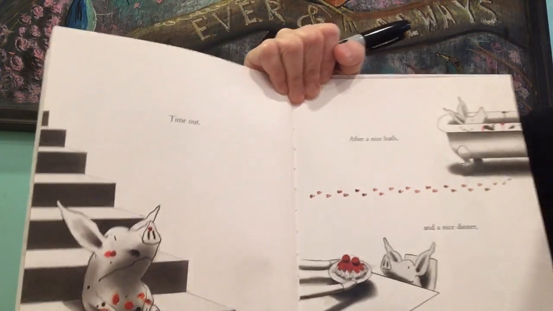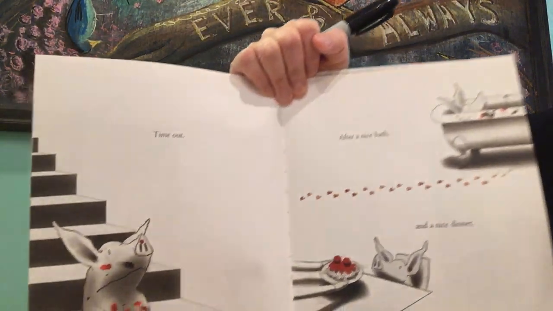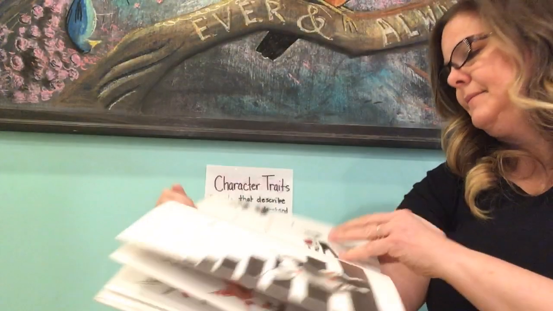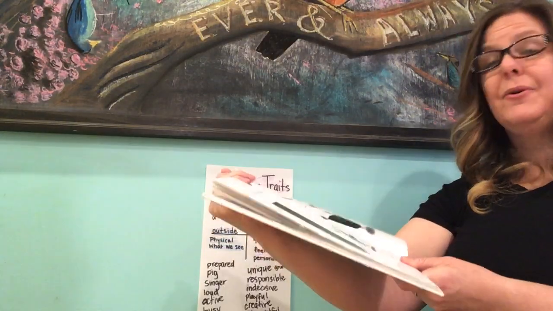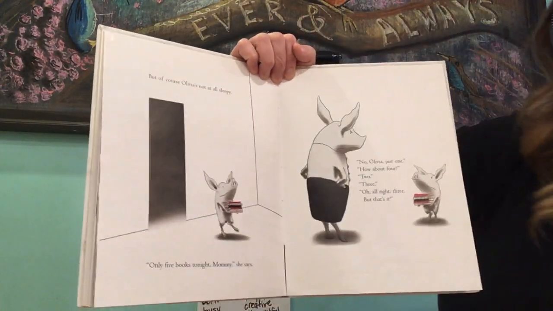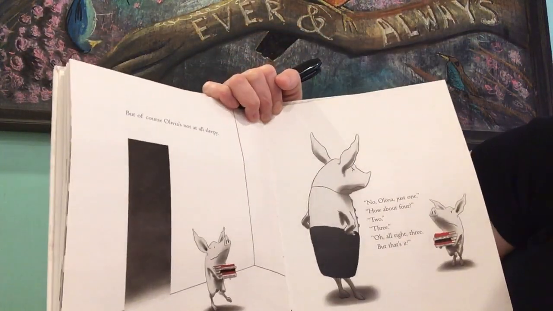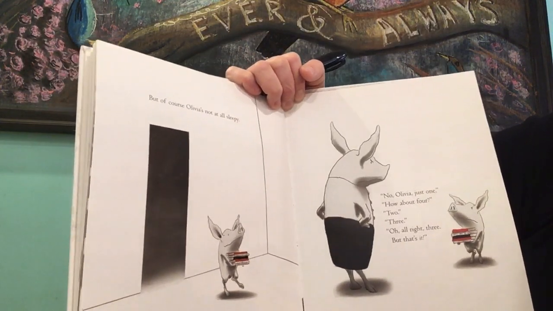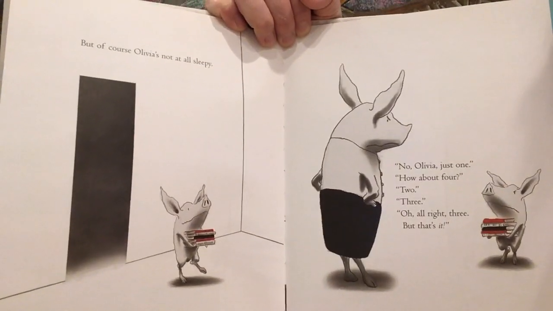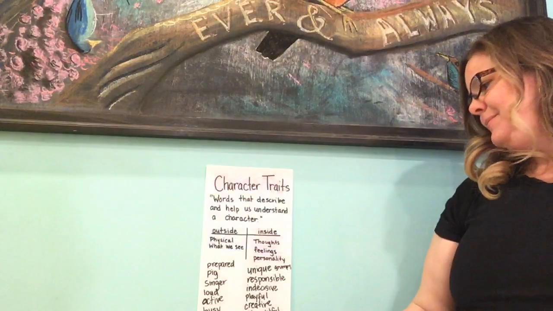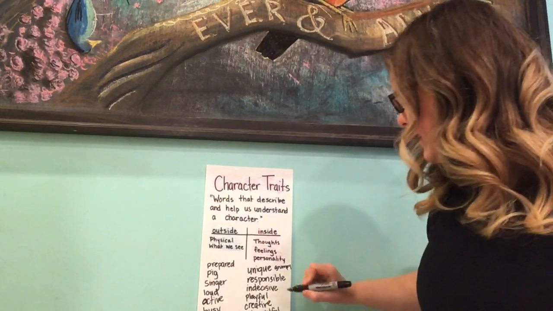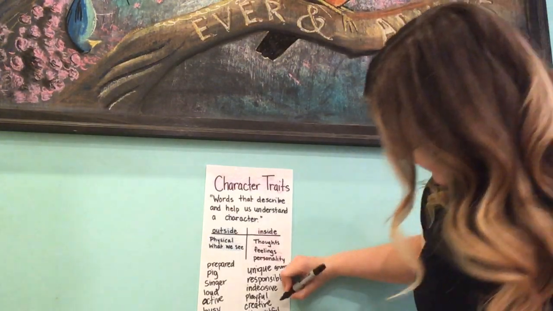She got a timeout. After a nice bath and a nice dinner, it's time for bed. But of course, Olivia is not at all sleepy. "Only 5 books tonight," she says. "No, Olivia, just 1. How about 4? 2? 3?" "All right, 3. But that's it." So I would say she's good at negotiating. So she's a negotiator.